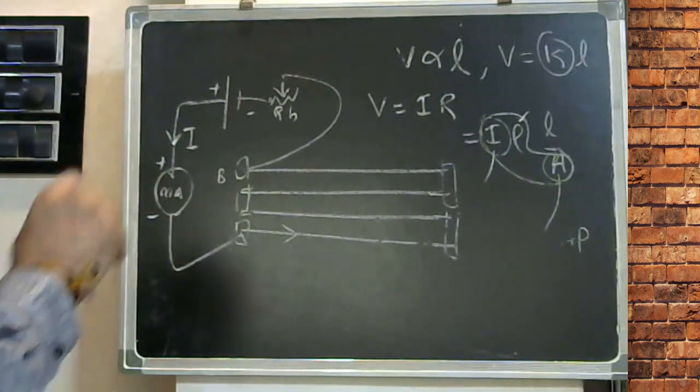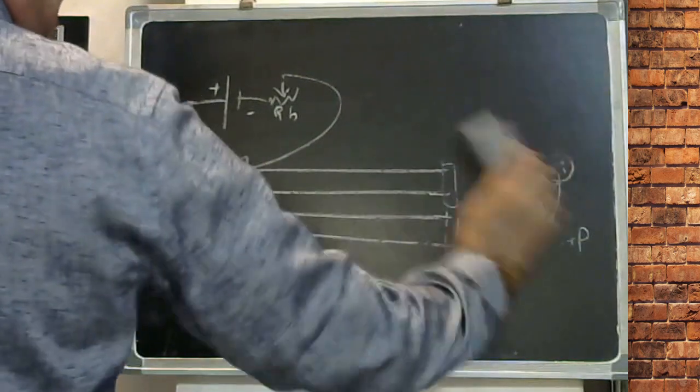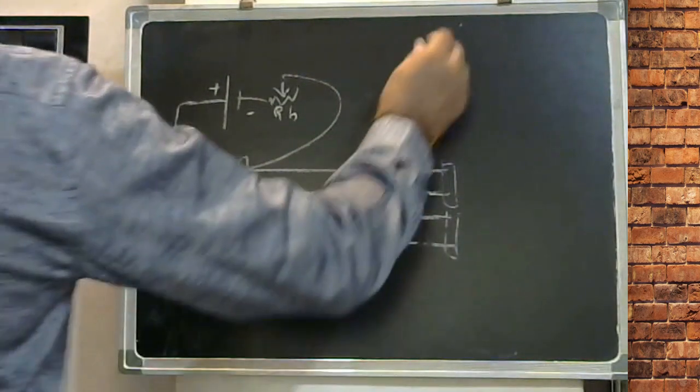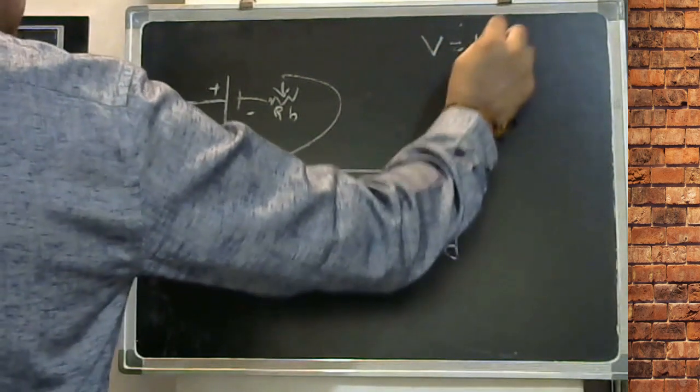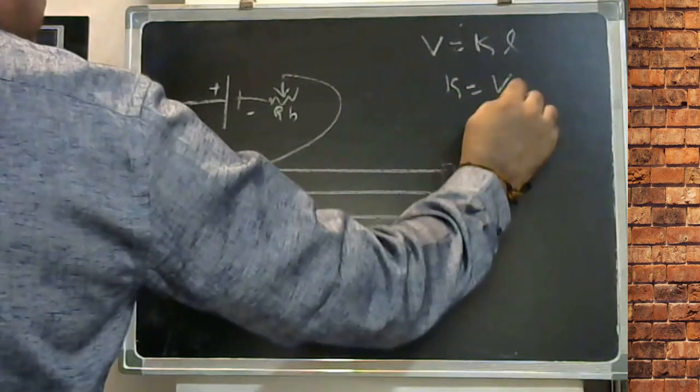Your voltage drop is proportional to the length of the wire. So V is equal to KL is going to be the condition. This K has got very significant information. V equals KL, so K is V by L. K is called your potential gradient.